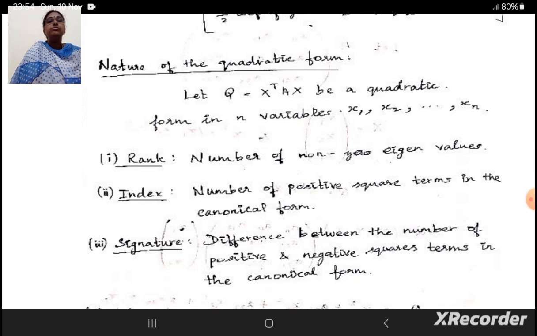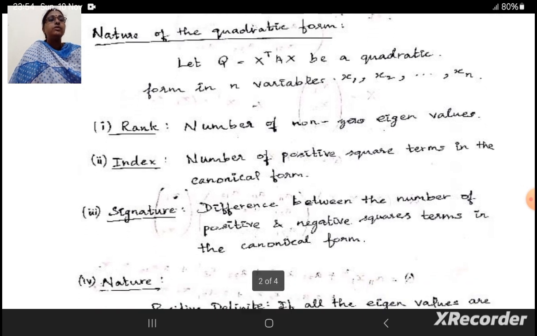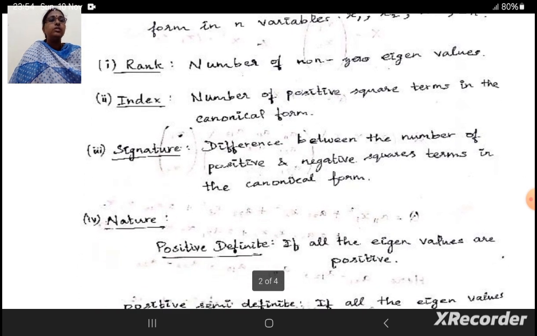Today we are going to discuss the nature of the quadratic form. Let Q equal to x transpose Ax be a quadratic form in n variables x1, x2, etc., xn. First we can calculate the rank. To calculate the rank, we count the number of non-zero eigenvalues. Eigenvalues we can calculate easily, and the non-zero eigenvalues give the rank.